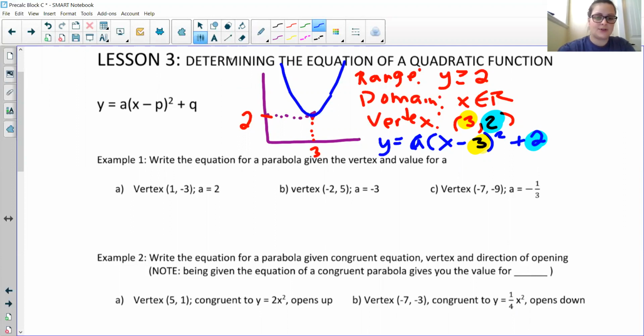It says the vertex is 1, -3, and a, the compression factor, is 2. Remember that the vertex is given to us as an x, y, but it also gives us our p, q. They're just different letters for the same thing. The reason we don't use x and y in the vertex formula is that it would get really confusing, because it would be x minus x plus y. So they use different letters to represent the x and y coordinates of the vertex. We're just going to plunk these numbers into this equation.